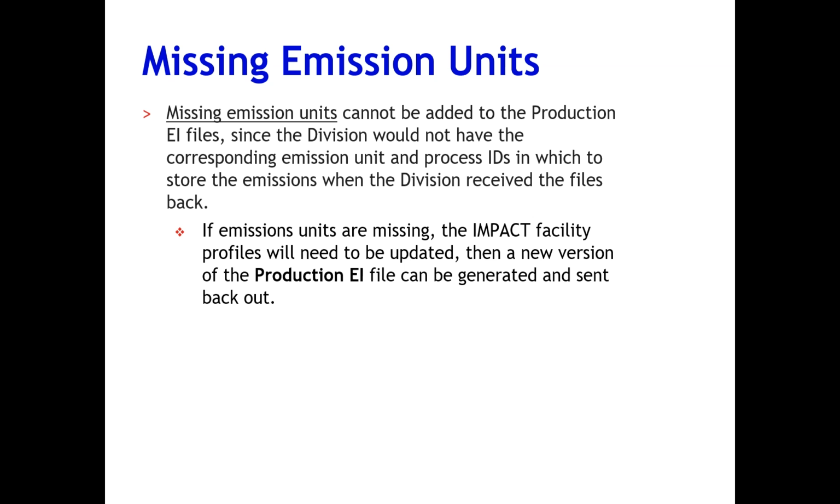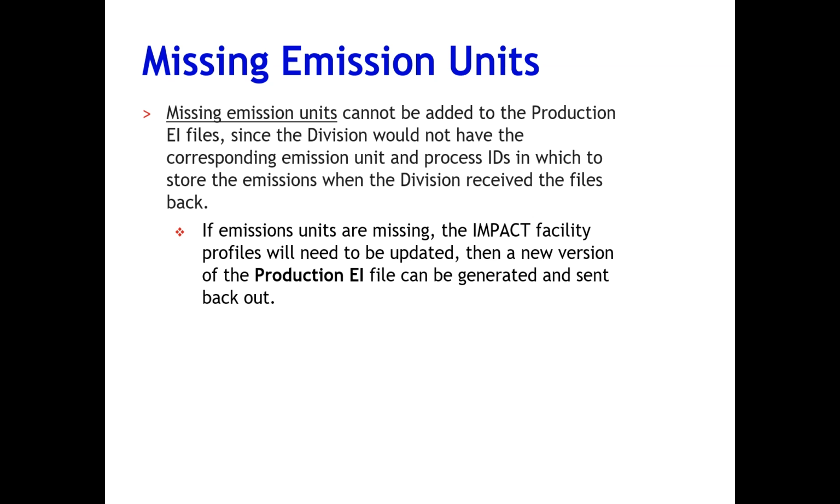So now that we've gone over the basics of an impact facility profile, let's talk about what to do if we are missing critical information from impact. So first, missing emission units cannot be manually added to the production EI files since the division would not have the corresponding emission unit and process IDs in which to store the emissions when the division receives the files back.